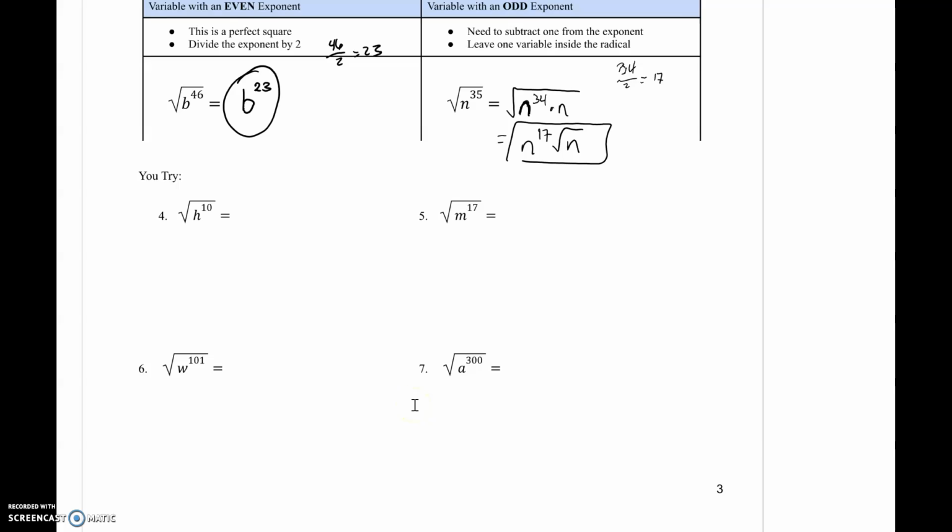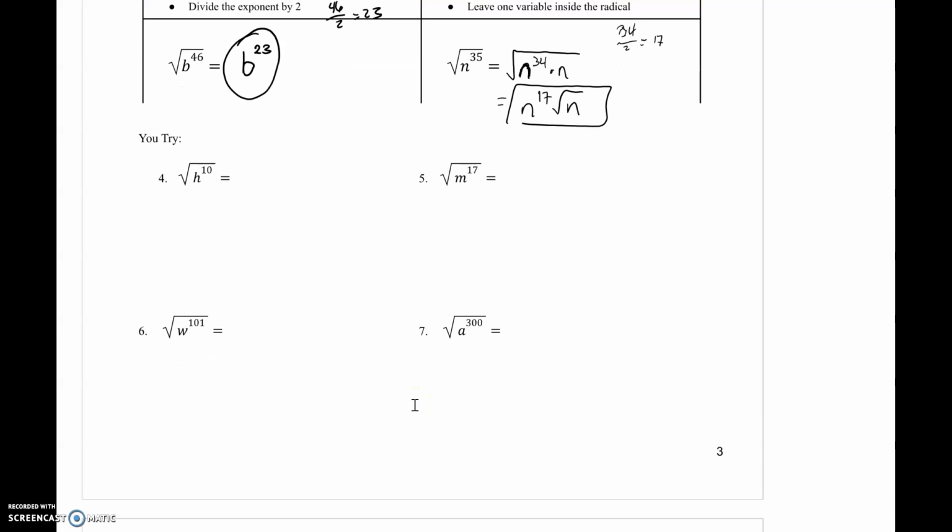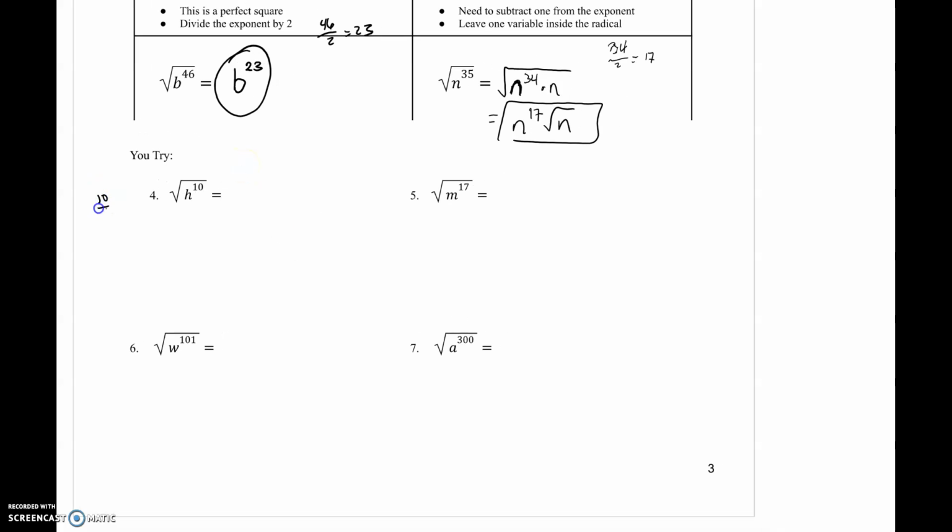If these make sense to you, you should try these 4. If you don't, you can follow along with me as I do them. But I think you should try, so you should pause the video, see what answers you would write down, and check them versus what I get. So, h to the 10th, that's an even exponent, so we divide that by 2. 10 divided by 2 is 5. So the square root of h to the 10th is h to the 5th.